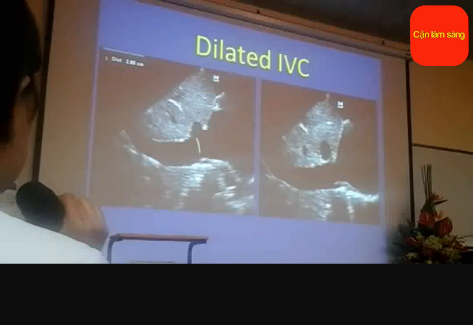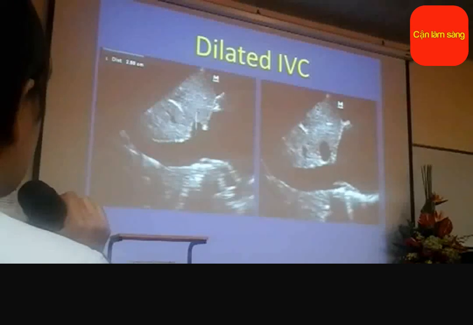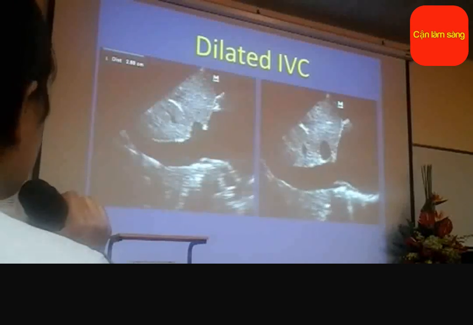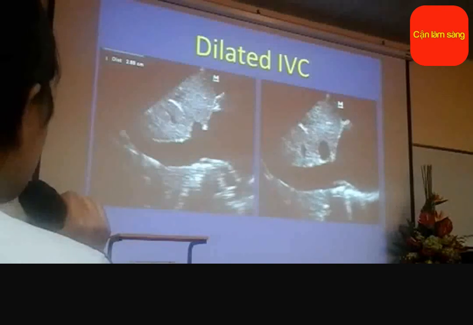And you want to measure it just past the hepatic vein, just right about that level.